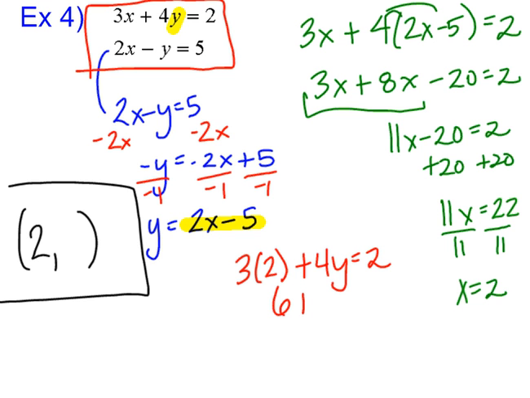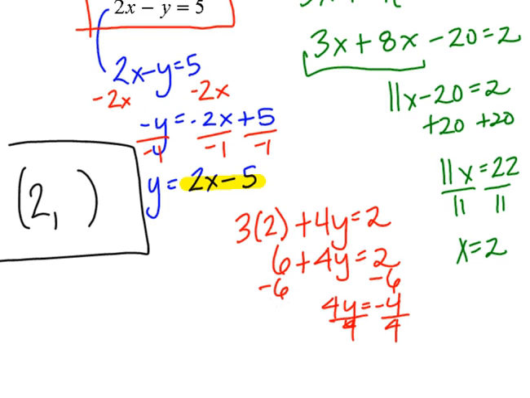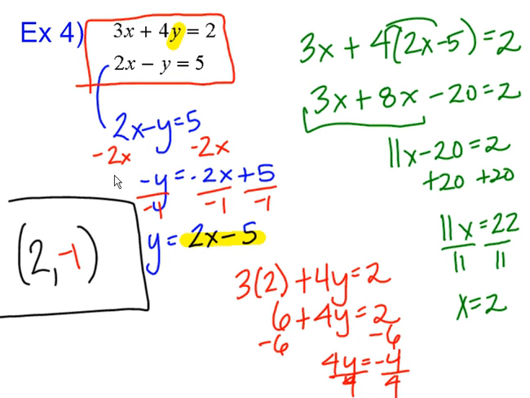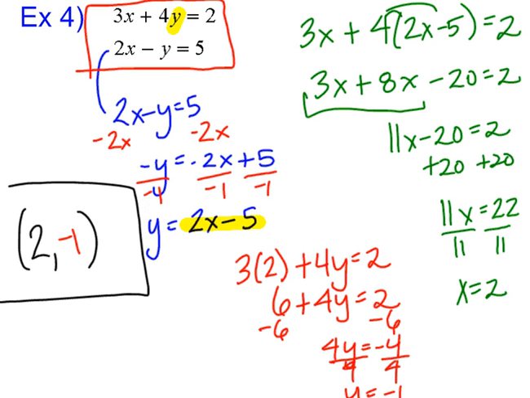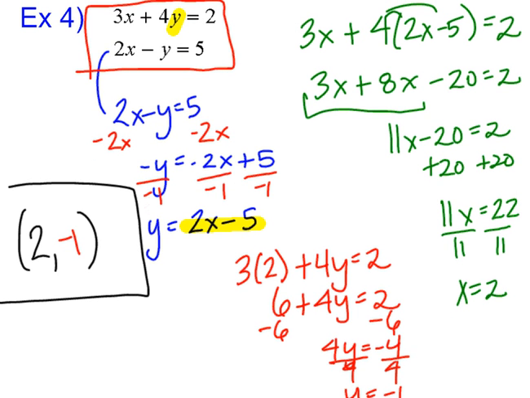So 3 times 2 is 6, plus 4y equals 2. We'll subtract 6 from both sides. Find out that 4y equals negative 4. Divide both sides by 4. Slide it down a little bit. And find out that y equals negative 1. So then I'm going to put a negative 1 in that spot. And there's my ordered pair. 2, negative 1 will solve this particular system of equations.